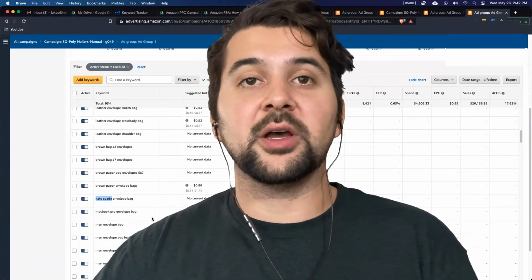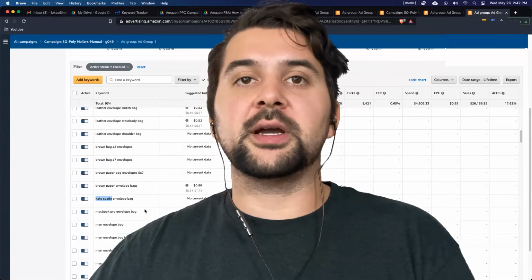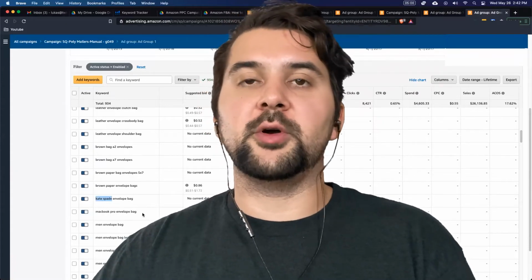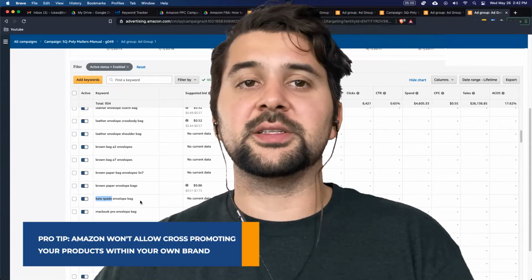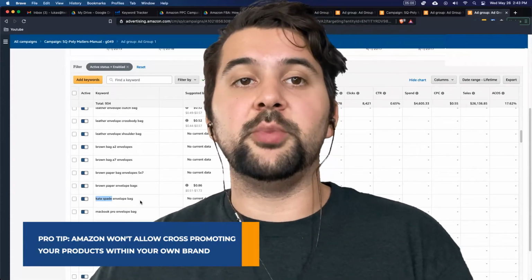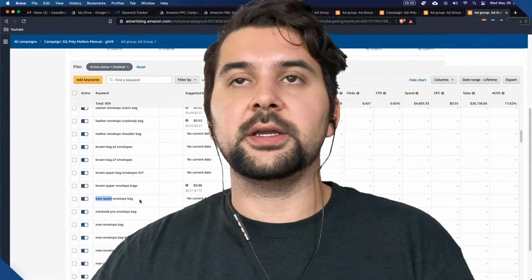Usually Amazon is helping you out by doing this, but there have been times where you want to cross promote within your own brand that sells a lot of different products, and there can just be certain instances where you literally cannot bid on certain keywords. Amazon will not let you.